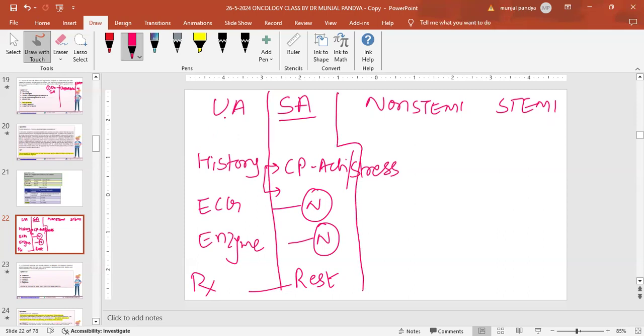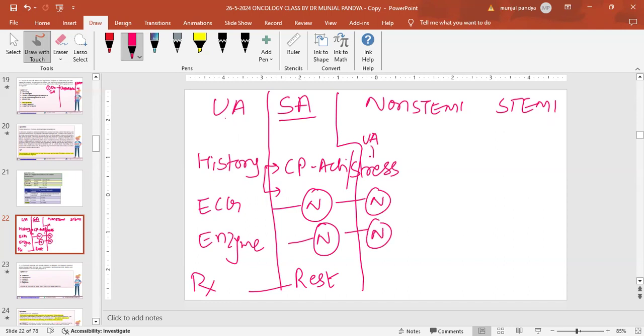What about unstable angina? All four things about unstable angina. In unstable angina, the patient will have pain with stress and activity, but the pain will last longer. Okay, fine. So what's the ECG and enzyme in unstable angina? Both of them will be completely normal.